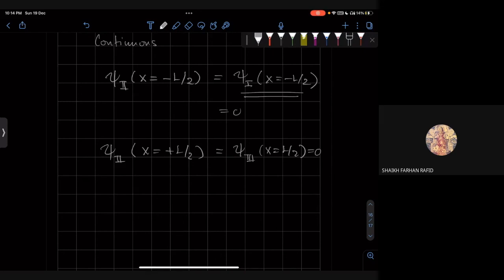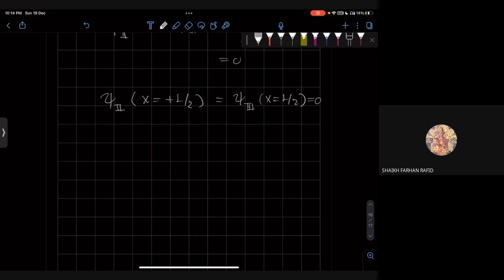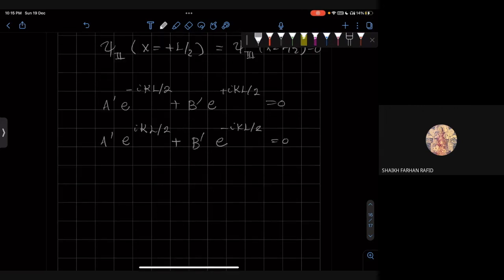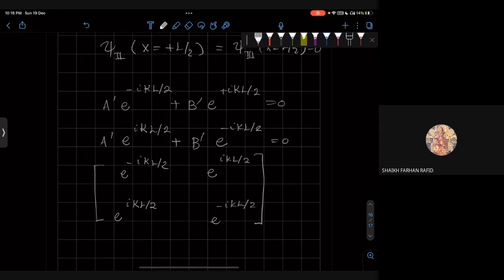Okay? So if I look at these two conditions, what do I get? I get a prime e to the power minus i k L by 2 plus b prime e to the power plus i k L by 2. This is the first equation. And the second equation is a prime e to the power i k L by 2 plus b prime e to the power minus i k L by 2. We can write this as a matrix of exponentials: e to the power minus i k L by 2, e to the power i k L by 2, e to the power i k L by 2, e to the power minus i k L by 2. Now this is acting on a vector a prime, b prime, and that equals 0.